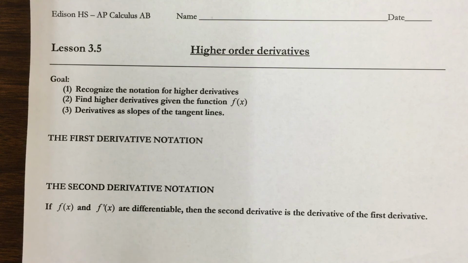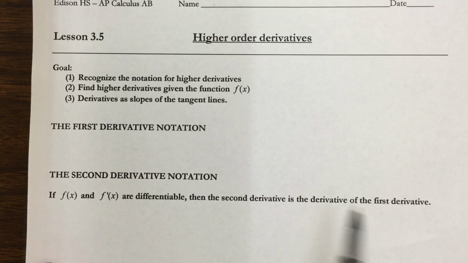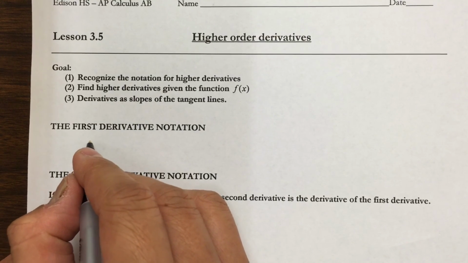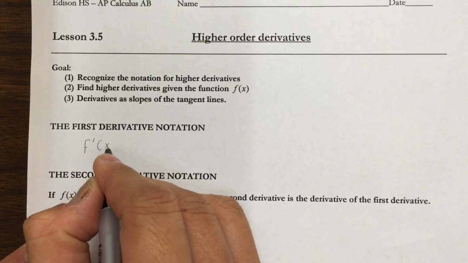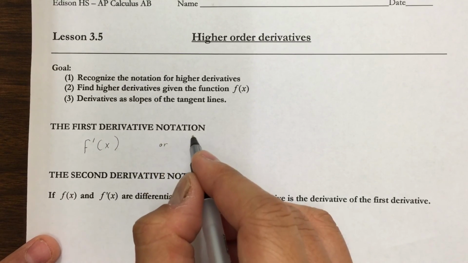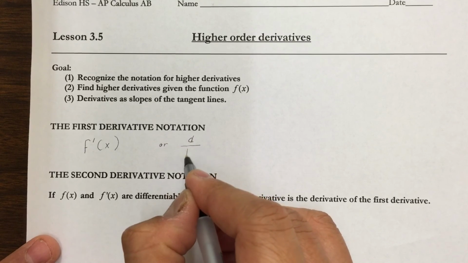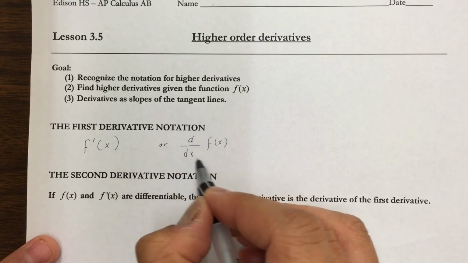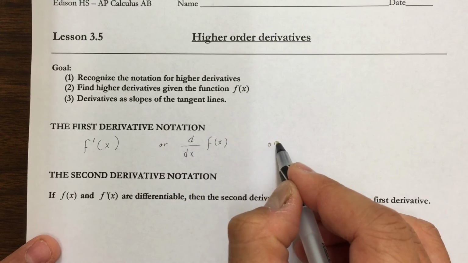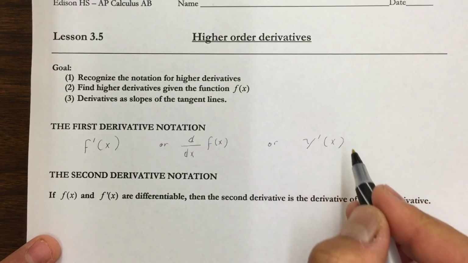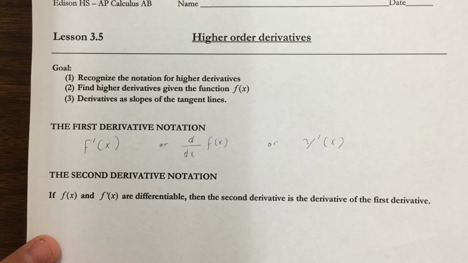So first, let's start out with the notation of the first derivative, and we have been working on this for the last few days now. f prime is used to represent the first derivative, or we also use the derivative of the function. This is another symbol for the first derivative. We also use y prime of x as notation for the first derivative.